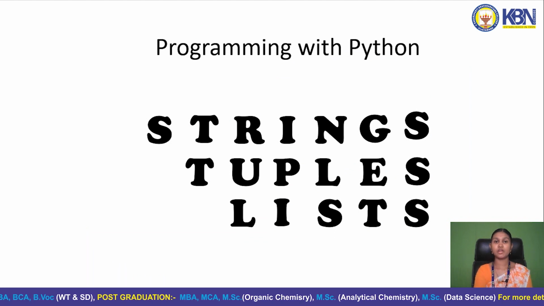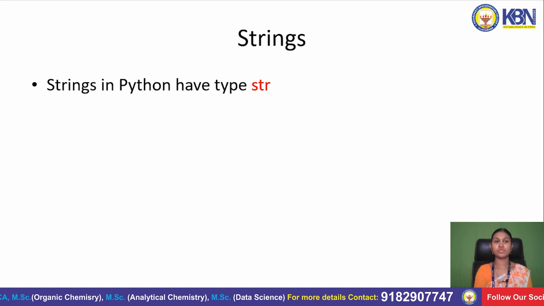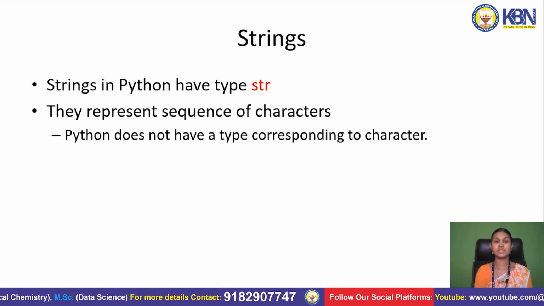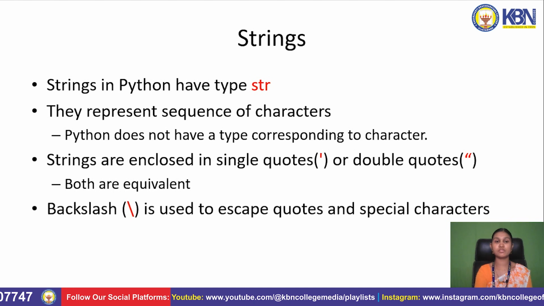We have discussed the functions concept, and now coming to the next one, which is strings, tuples and lists. As all of you know, a string is a collection of characters. In Python we have the str type, which represents a sequence of characters, and strings are enclosed in single quotes or double quotes, and backslash is used to escape quotes and special characters.